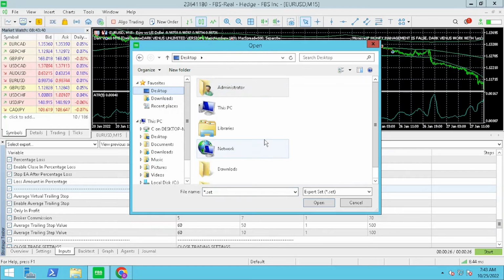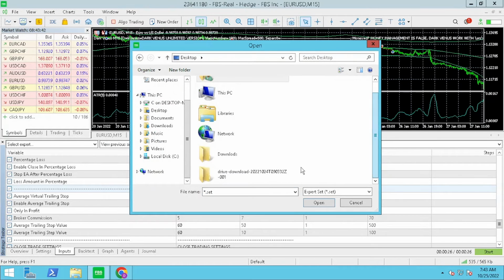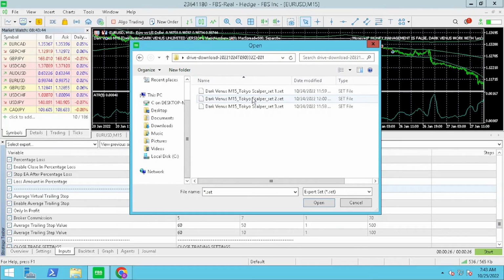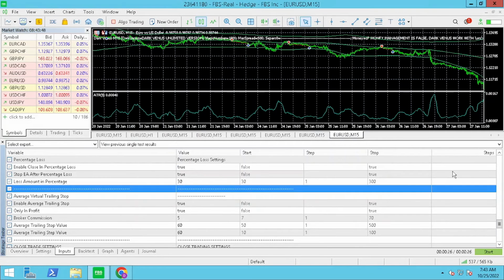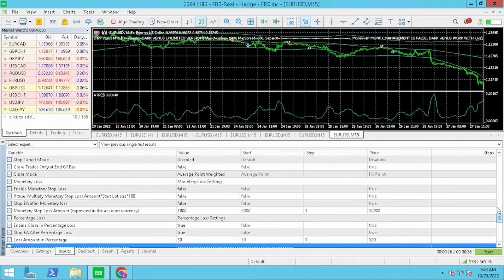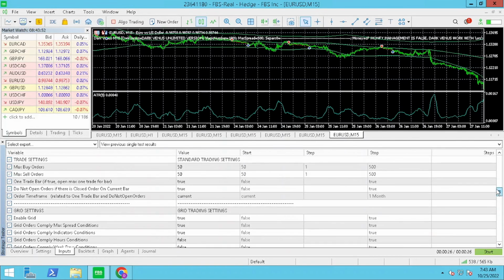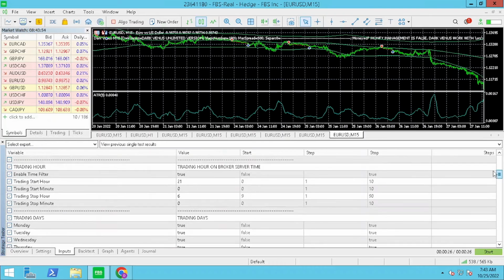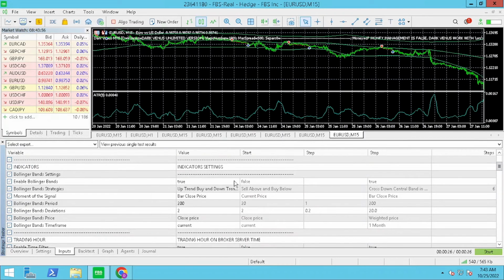optimal results. Next, we are going to continue on strategy 2, which is our uptrend buy and downtrend sell strategy. I like the strategy because it uses that 200 Bollinger Band and it trades alongside the trend. So it is a trend following strategy.